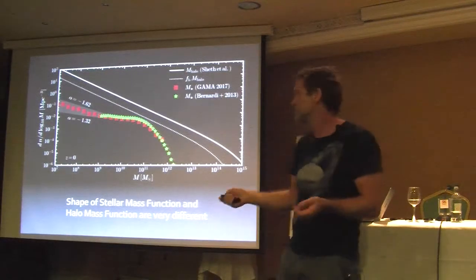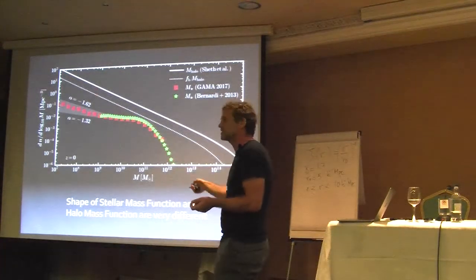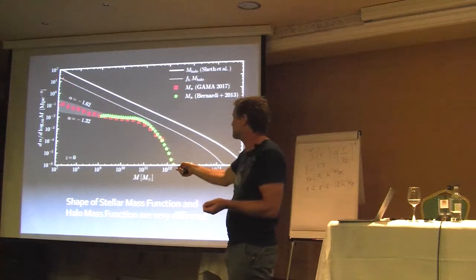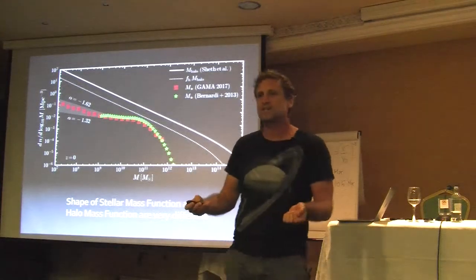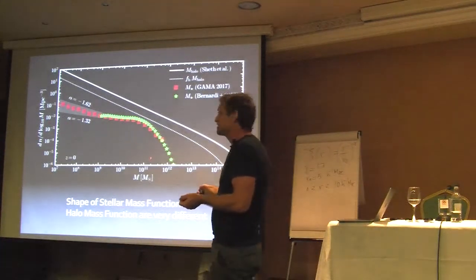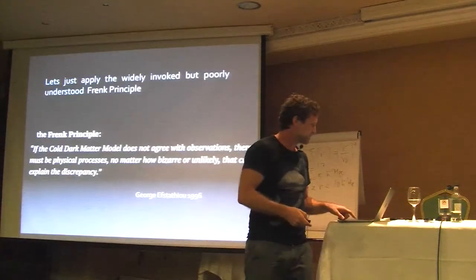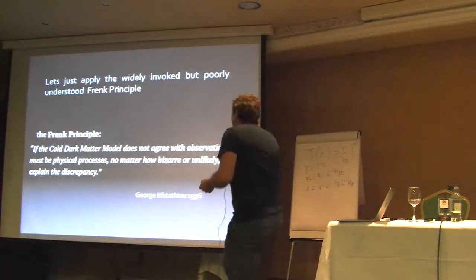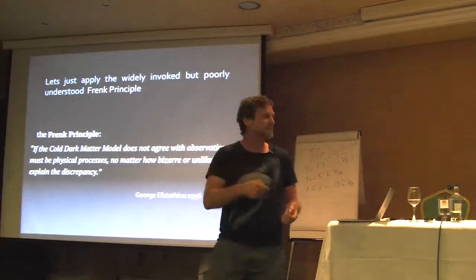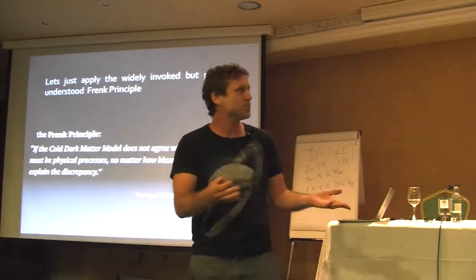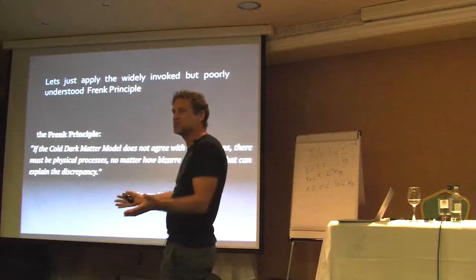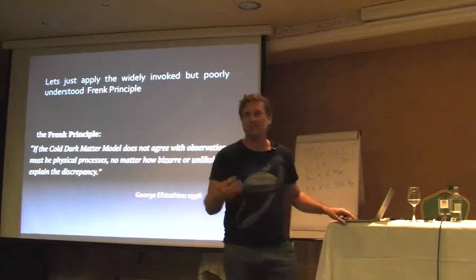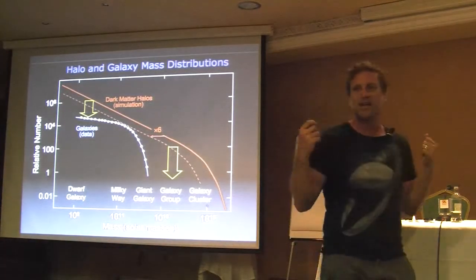And of course, Claudio showed this: when we plot these two against each other, the halo mass function and the stellar mass function, they're very different shapes. Okay, and this dotted line is the universal baryon fraction. So something's really changing the shape of this function. So what people normally do when they just want to match, cosmologists do, is just apply the widely invoked, poorly understood Frank principle, which is that the cold dark matter model and the observations are very different, so let's just assume that there's a physical process which has caused this stellar mass function to differ greatly from the halo mass function.